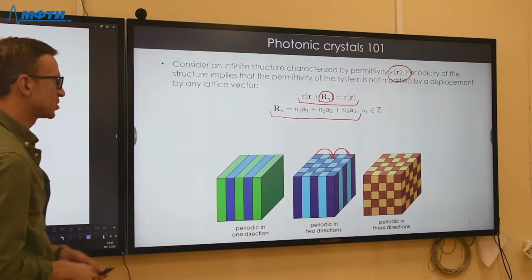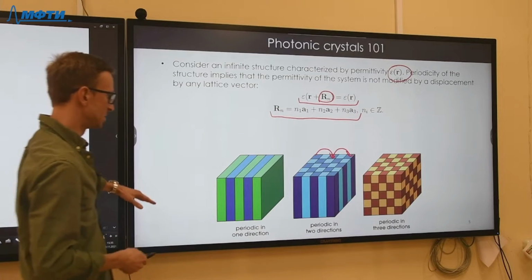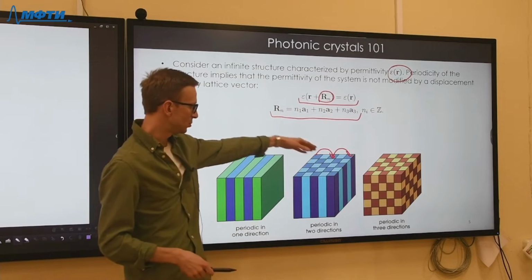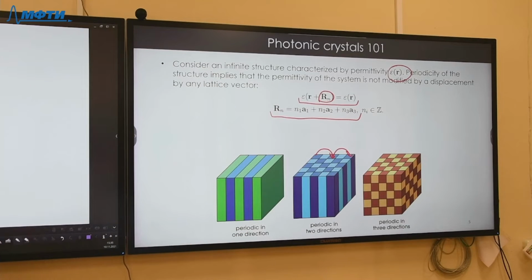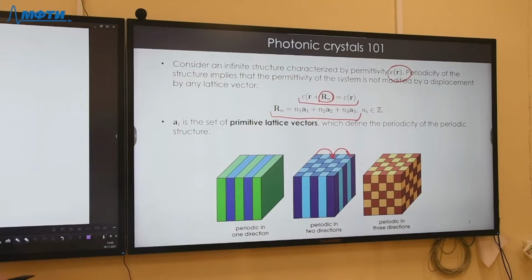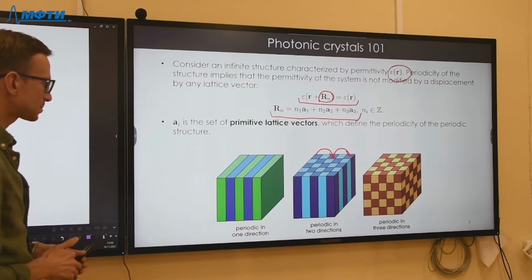And these three sketches demonstrate three different possibilities that we can have. We can have periodicity only in one dimension and translational invariance in the other two directions. We can have periodicity in two directions or periodicity in three directions. And that will give you one-dimensional, two-dimensional, and three-dimensional photonic crystals. These vectors, A1, A2, A3, have a special name. They're called primitive lattice vectors. You may be familiar with this terminology from quantum mechanics or from solid-state physics classes. But we'll come back to that analogy between solid-state and electromagnetics a bit later.